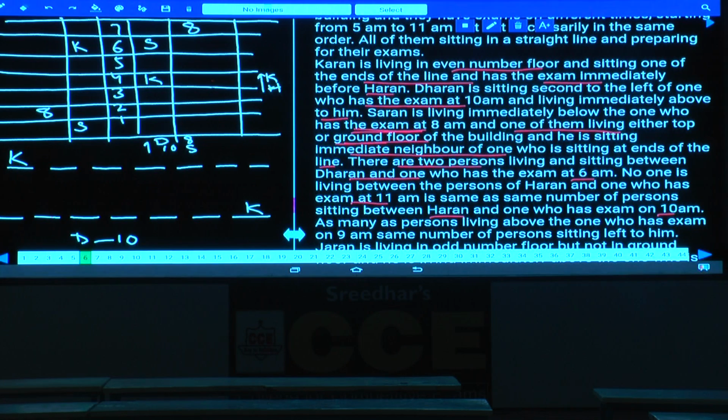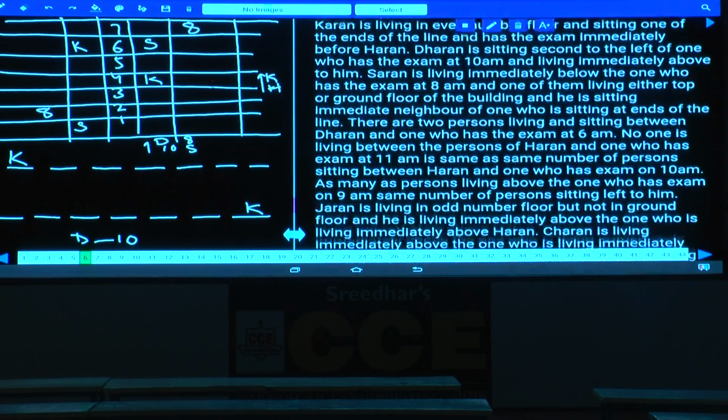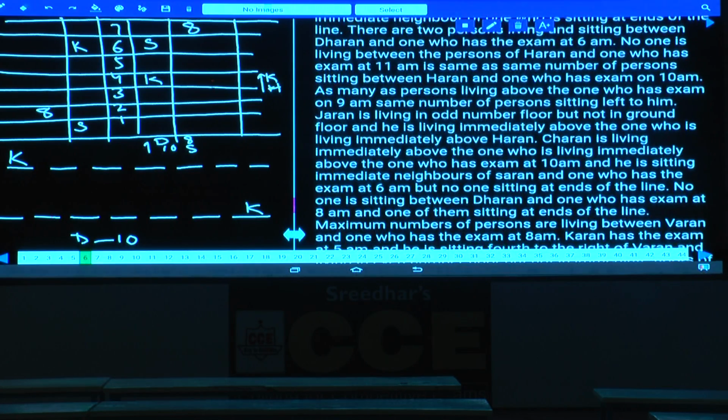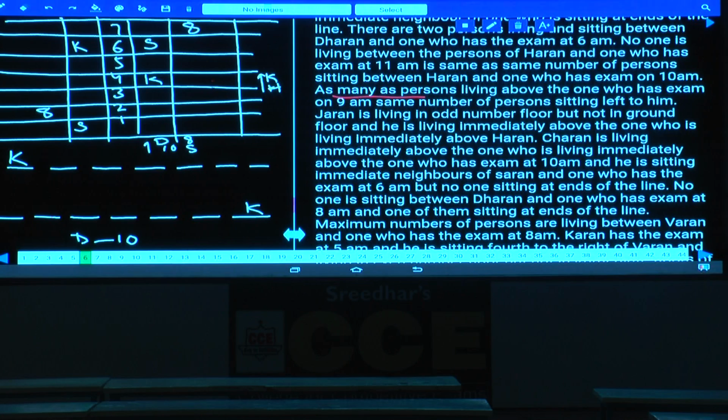And as many persons living above the one who has the exam at 9 a.m. Here he is talking about 9 a.m. As many persons living above the one who has the exam at 9 a.m., the same number of persons are seated toward the left hand.